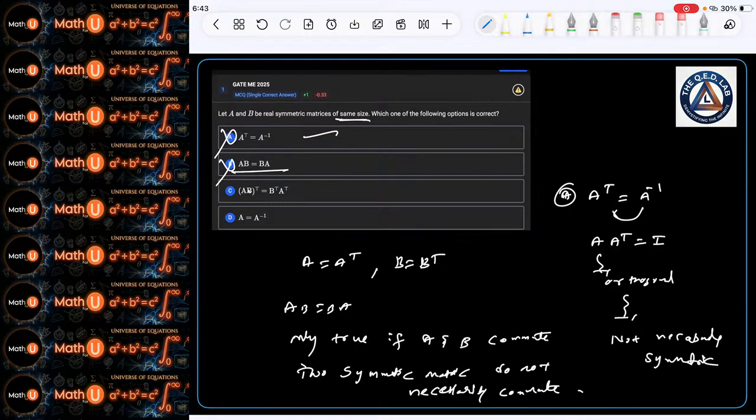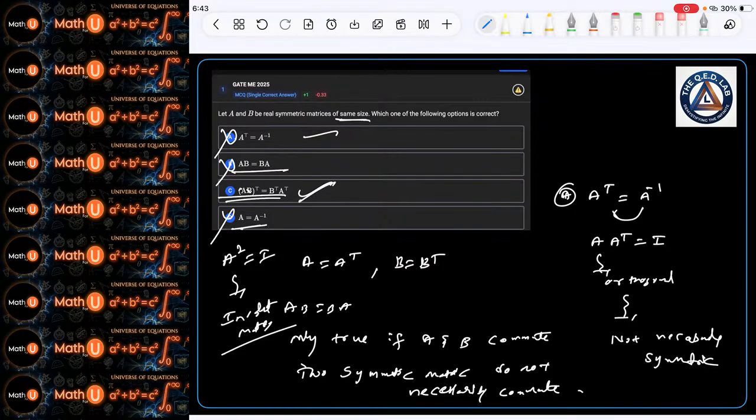We will come to the C option, but first, A is equal to A inverse. It can be written as A square is equal to identity. This is nothing but an involutory matrix. An involutory matrix is sometimes symmetric, but in general it is not a symmetric matrix. It sometimes acts like a symmetric matrix also, but in general it is not. That's why we can eliminate the D answer also.